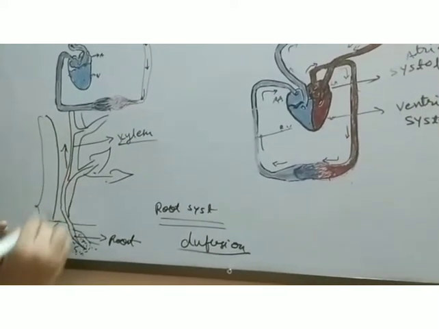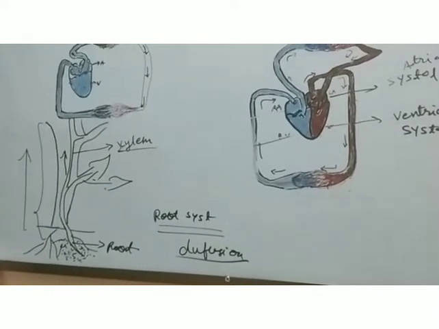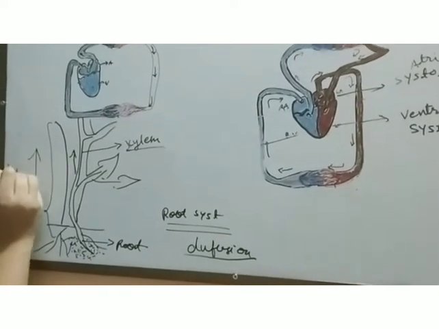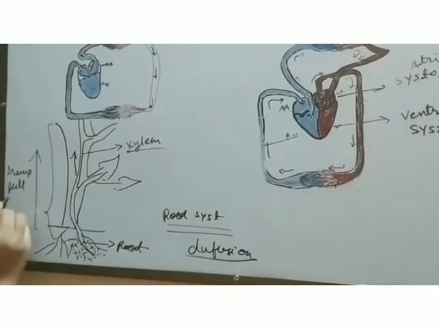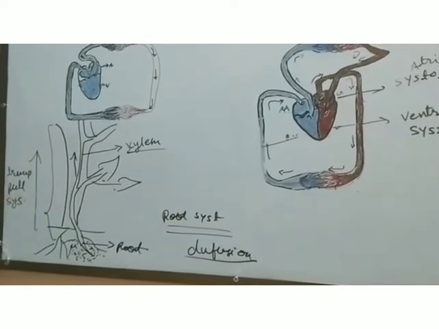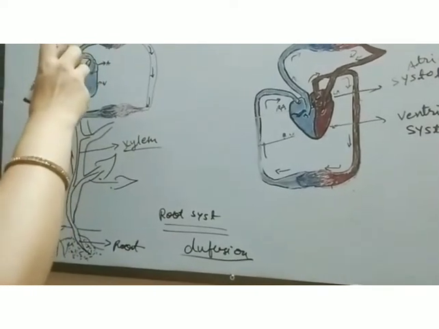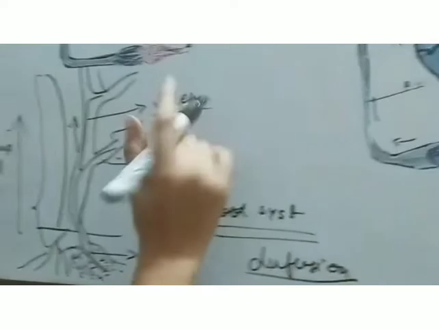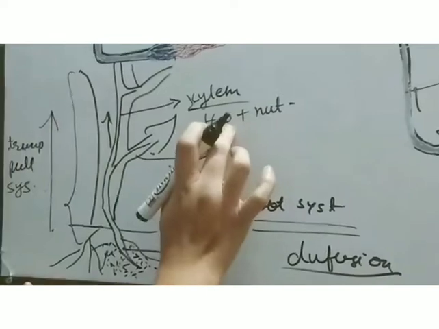But for the long distance, another system works that is called the transpiration pull system. Here the cohesion force works, which pulls the water molecules upward and carries them to the target part or organ. So xylem is one kind of vascular tissue which carries water and nutrients from root to leaves.